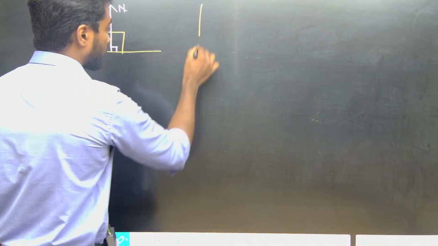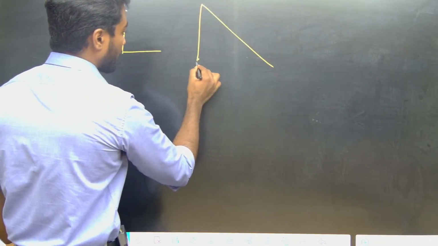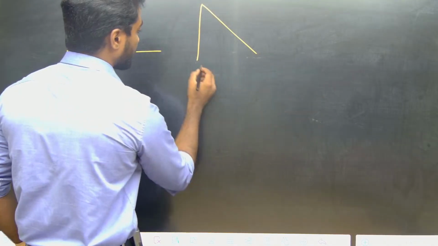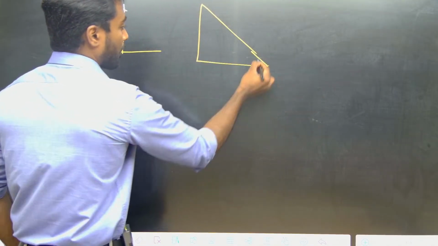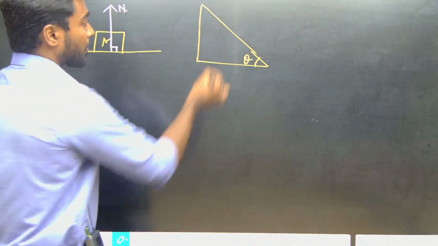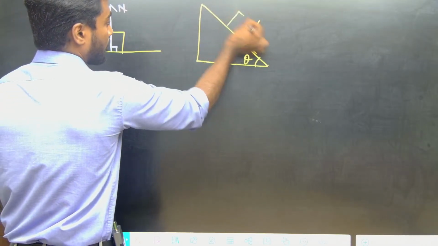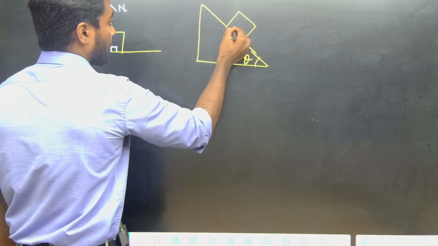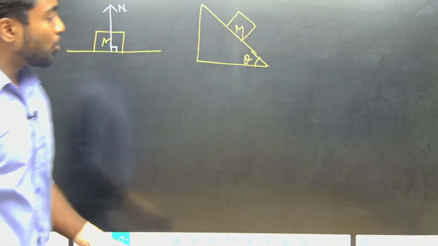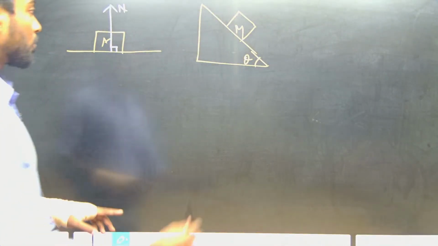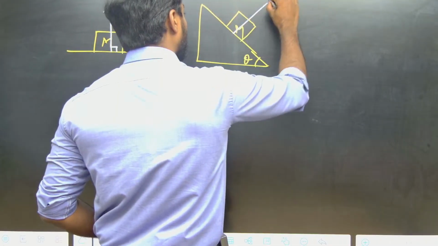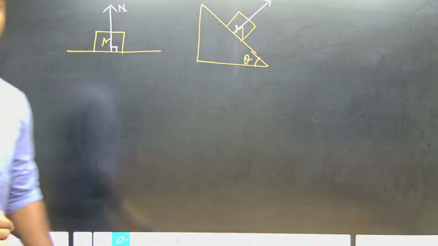Now, if I talk about an inclined plane making an angle theta, and this is my block M, how to draw the normal force? It should be perpendicular to the surface.